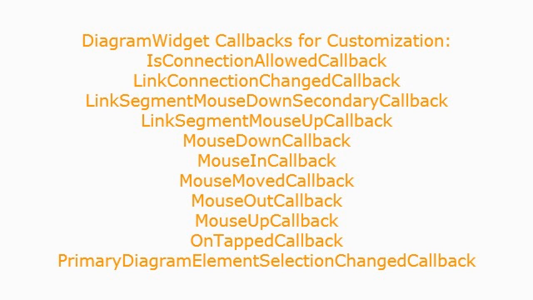So there's considerable customization possible in the diagram widget. There are a bunch of callbacks listed here that you can use essentially to inform the rest of your application of activity in the diagram widget, so that you can execute appropriate functionality in the rest of your application. You can also extend the node and link classes to add your own functionality to them.